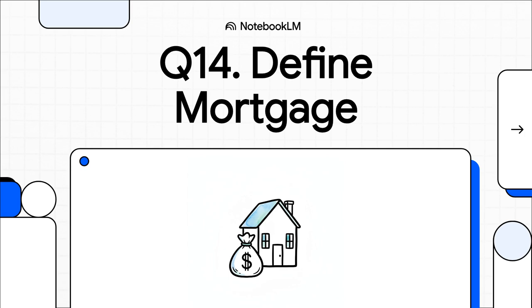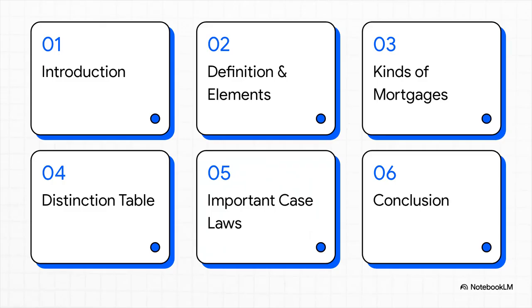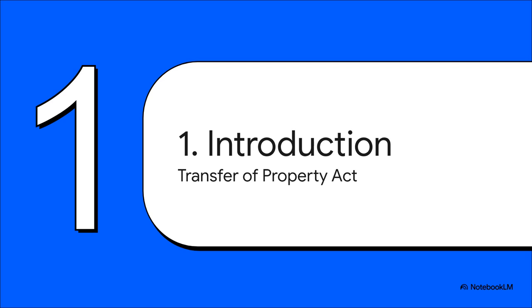Right, let's dive into this. Here is our agenda for this explainer. 1. Introduction. 2. Definition and key elements. 3. Kinds of mortgages. 4. Distinction, quick view. 5. Important case laws. And 6. Conclusion. Now, I explicitly warn you, writing this exact synopsis on the very first page of your answer booklet is completely mandatory. It gives the examiner a clear, organized roadmap of your legal knowledge before they even read your first paragraph. Let's move straight into heading number 1.